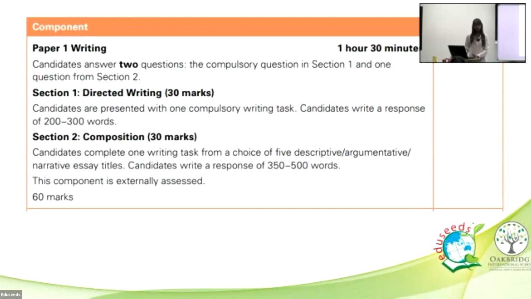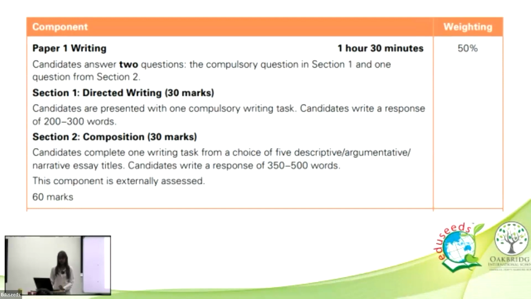So in section 1, you are presented with 1 compulsory writing task. You will write a response of 200 to 300 words. And the second section will be a composition task. It will also be for 30 marks. So you will complete 1 writing task from a choice of 5 questions, which are descriptive, argumentative, and narrative essay titles. And you will be asked to write a response of 350 to 500 words.